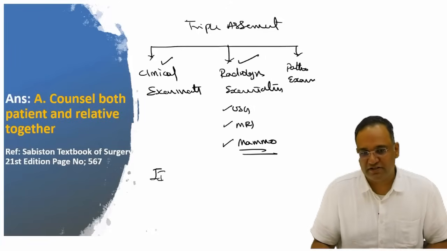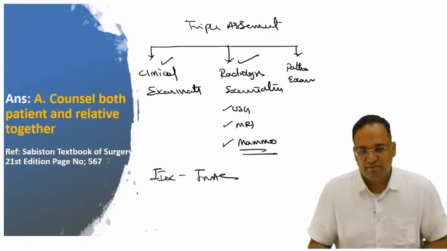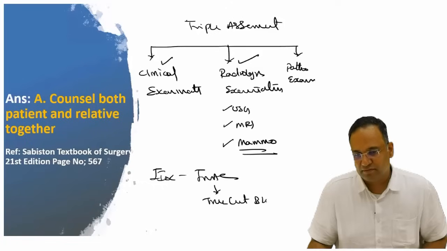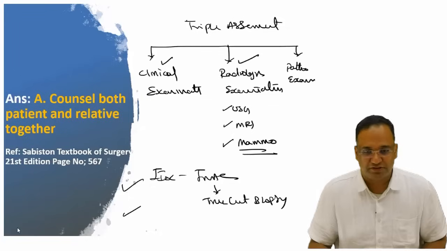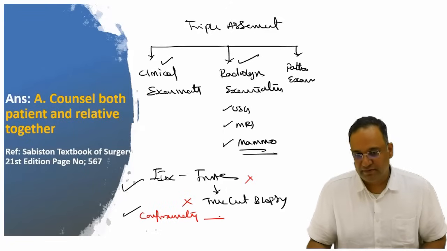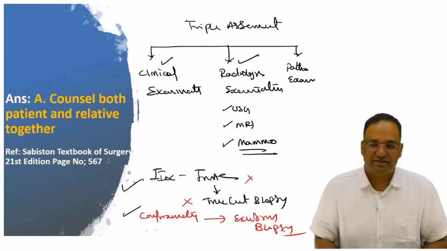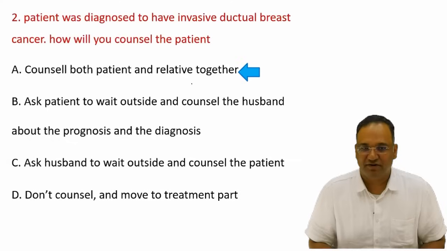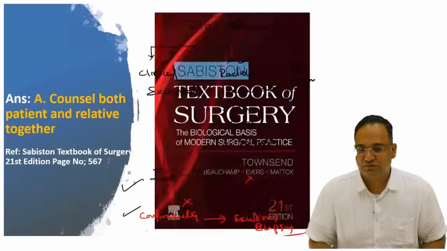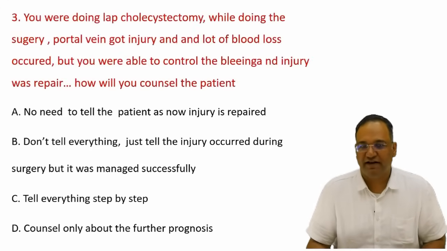So the initial investigation of choice they'll always ask you is FNAC, and if FNAC is inconclusive, the next best will be a trucut biopsy, the investigation of choice to confirm the diagnosis. If trucut is also inconclusive, then the confirmatory diagnosis will be excision biopsy. So consent has to be obtained from both the patient and the attender, that is a relative. Is it okay? As per the 21st edition of Sabiston, page 567.